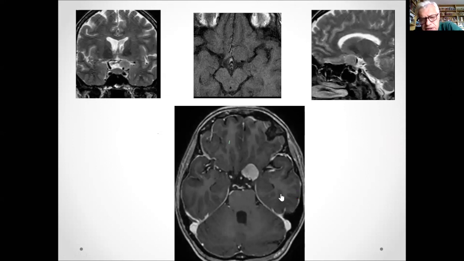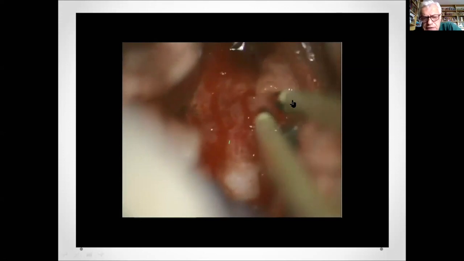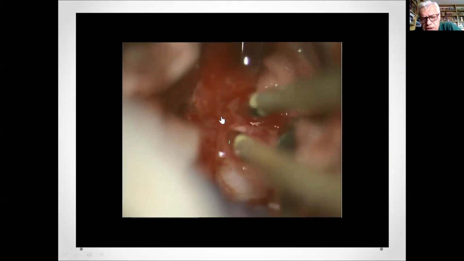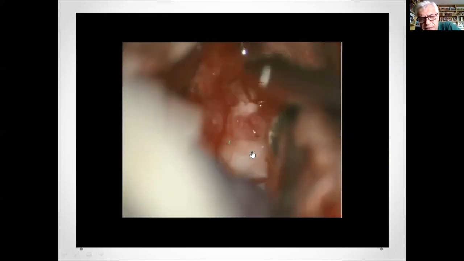And here's the video, which I promise you is shorter than the first one. You see the optic nerve quite early, and you see that the tumor is underneath the optic nerve, not on the side of the optic nerve as in the first case. And now you just will peel the arachnoid. I'm just trying to preserve this tiny vessel. And then the tumor is virtually between the optic nerve and the carotid artery.